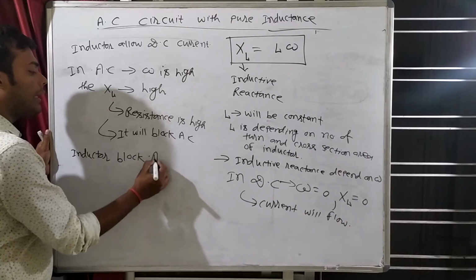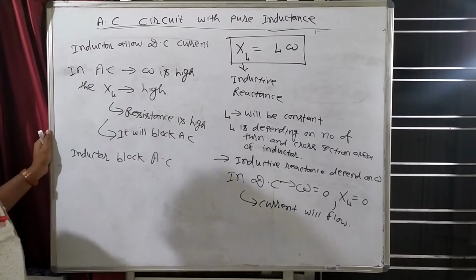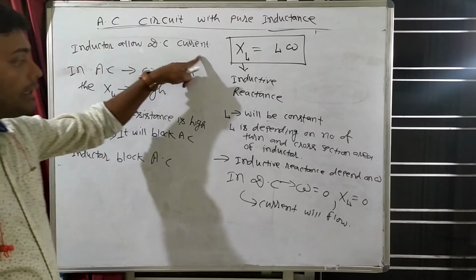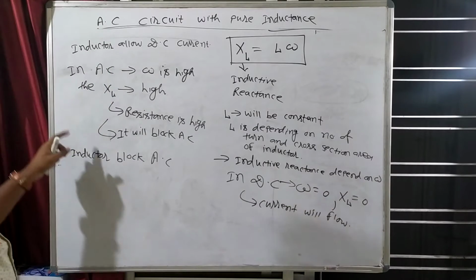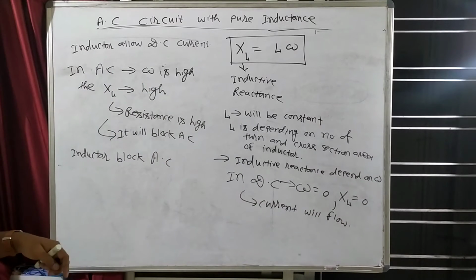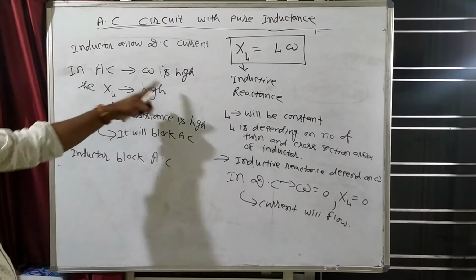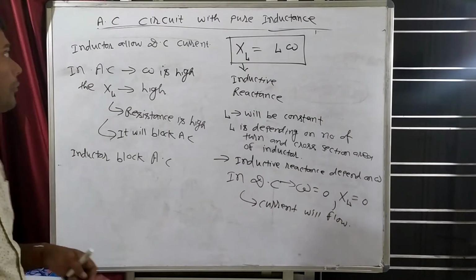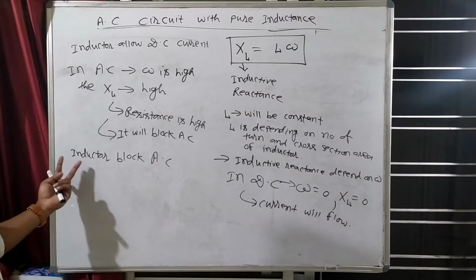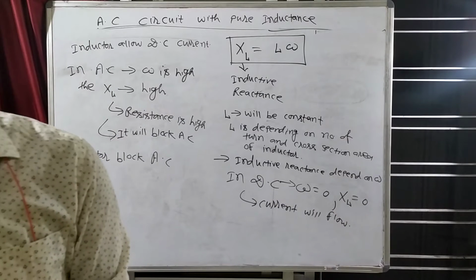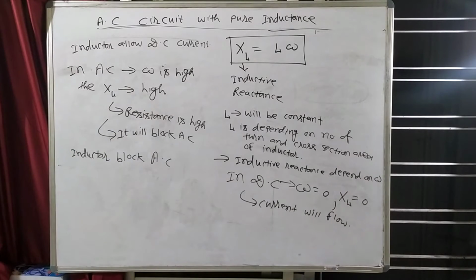So in the board exam they will ask you a question: the inductor allows DC, why? Because omega is 0. And the inductor blocks AC, why? Because omega is high in AC. So what we will say: the inductor allows DC and the inductor blocks AC, alternating current. Clear?